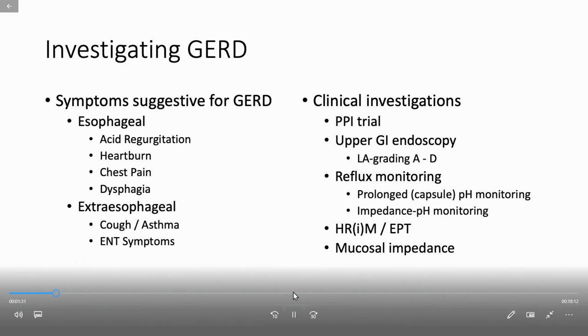We can also use high-resolution manometry or esophageal pressure topography, sometimes combined with impedance, in order to see if there are additional factors contributing to the pathogenesis of GERD. And I'm not sure how many of you use this in clinical practice, but there is some good evidence on the use of mucosal impedance for investigating GERD.